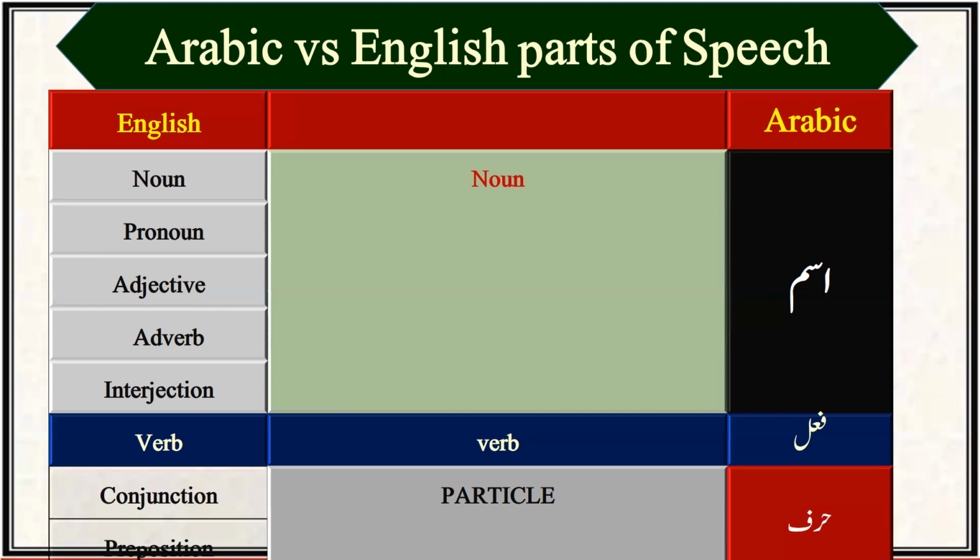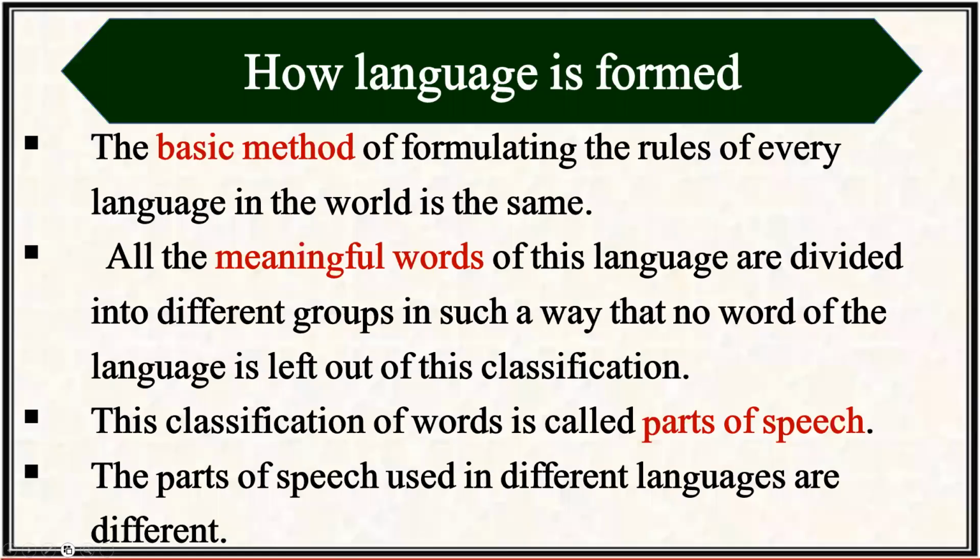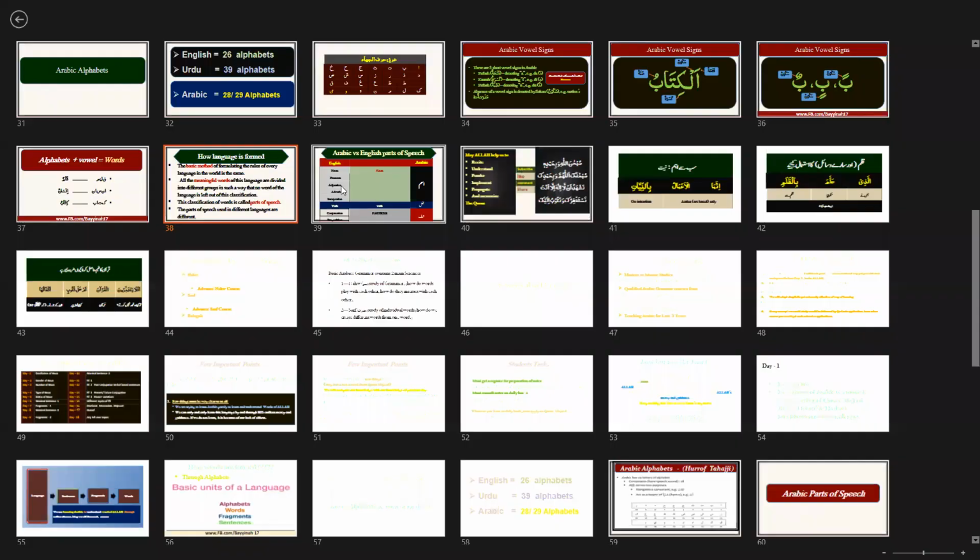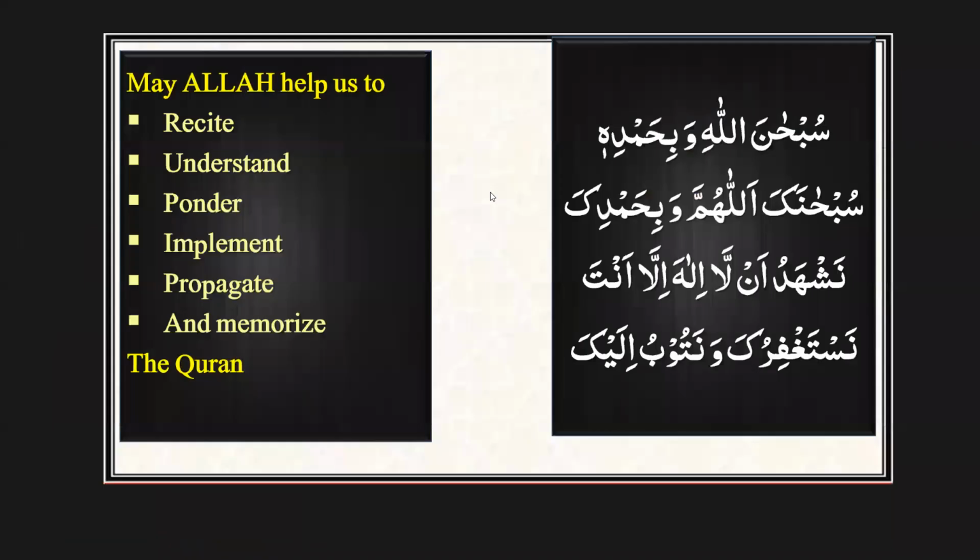Alhamdulillah. Today we have learned the Arabic parts of speech are three: ism, fi'l, and harf. And in coming lecture we would be learning how these parts of speech would react and would act while understanding the Quran Majid.